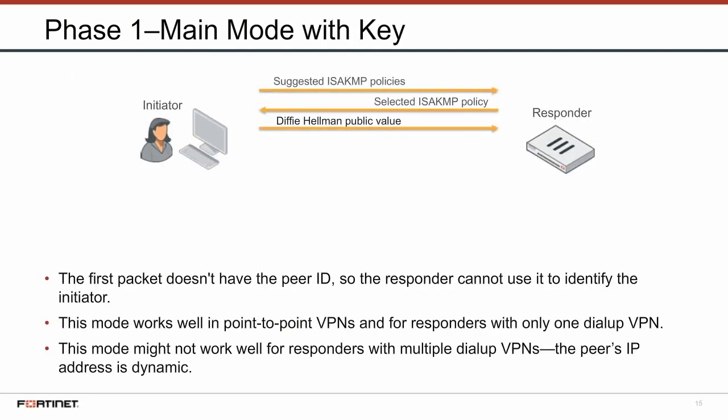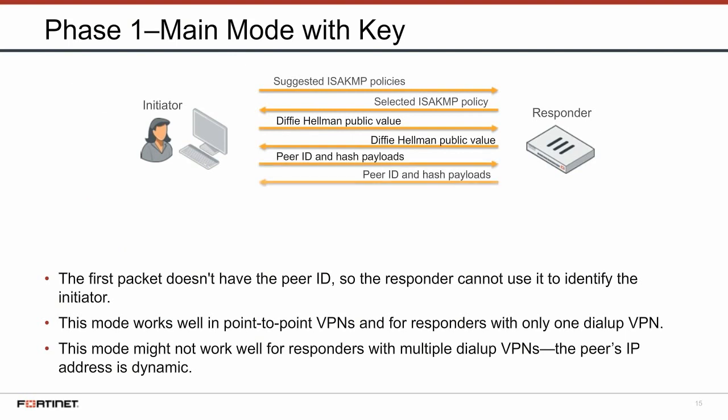This slide shows the operation of main mode, in which 6 packets are exchanged. First, the client initiates by proposing that the tunnel will use one or more security policies. The responder selects which security policy it agrees to use and replies. Then, the initiator sends its key. The responder replies with its own key. Finally, the initiator sends its peer ID and hash payload, and the responder replies in the same way.